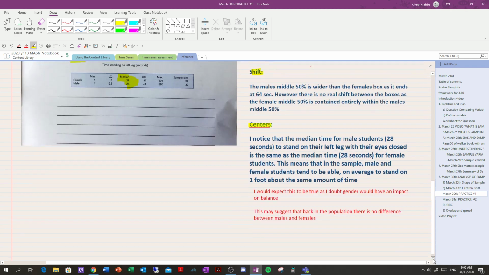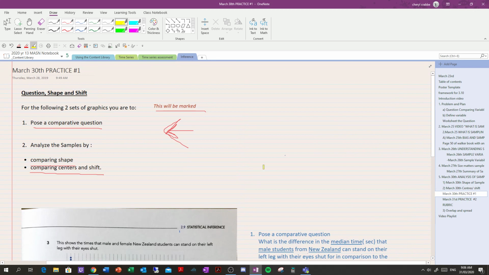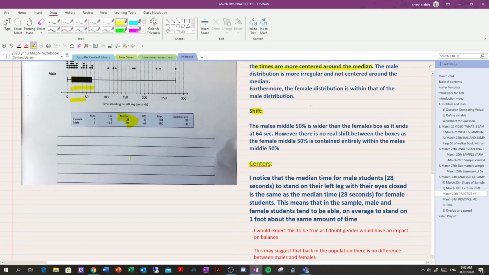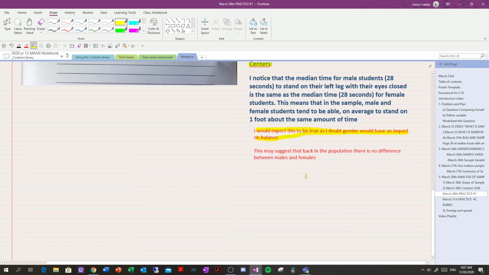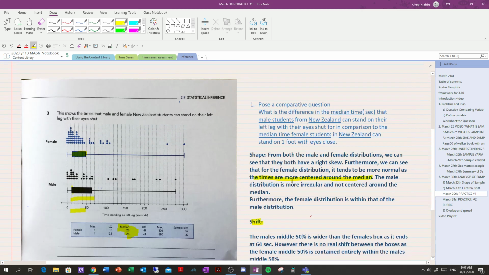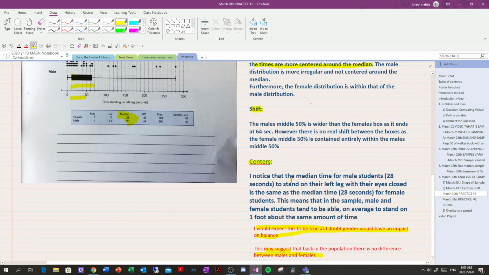And the other thing is, if I was to put a hypothesis here, I would expect there to be no difference between genders in standing on one foot. Why would boys or girls be better than the other? I would expect there to be no difference, and that's what I'm seeing. So I would expect this to be true, as I doubt gender would have an impact on balance. So just a little aside about that. And then we've talked about what it means in the sample. This may suggest that back in the population there is no difference between males and females. It may suggest. We're not sure, but from our sample that seems to be what it is telling us. So that's how you would write about that.